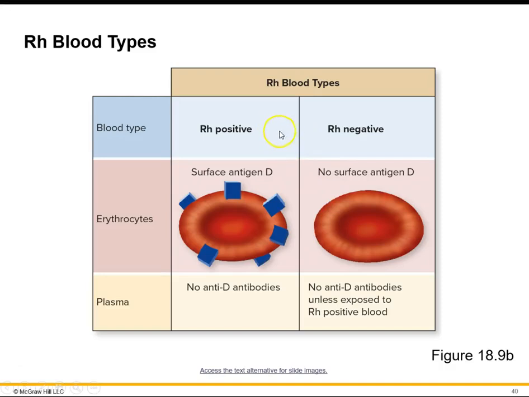And this is just showing the Rh blood types. So if you're Rh positive, you have that surface antigen D or Rh factor on your cells. You're not going to produce antibodies to this. If you're Rh negative, you don't have that surface antigen D or Rh factor. But you're still not just going to automatically produce antibodies. What's going to happen is you're going to need to be exposed to Rh positive blood first. And this has some important implications when it comes to pregnancy.